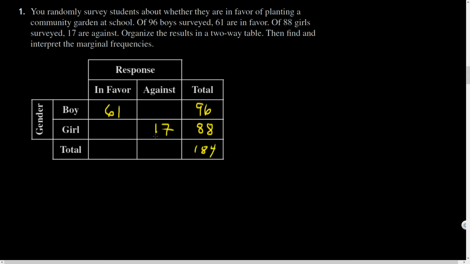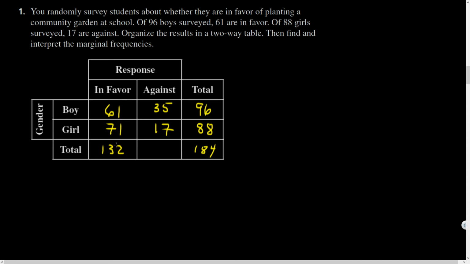Now, let's see what I can figure out. To figure out the number of boys against, I would do 96 minus 61 and get 35. To figure out the number of girls in favor, I would have to do 88 minus 17, which happens to be 71. And now I can just total. 132 is the total number of students in favor.